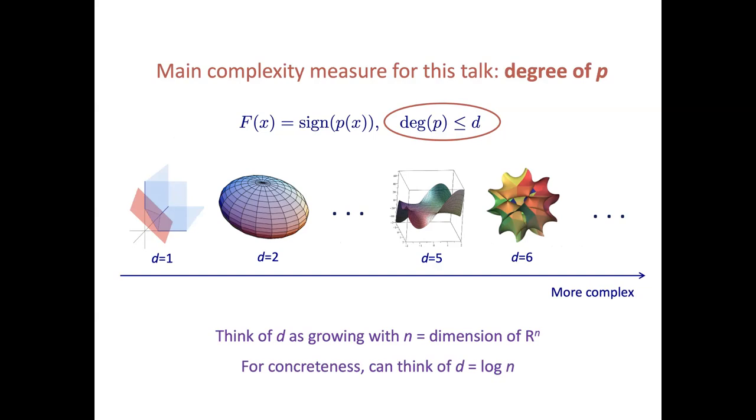In fact, in this talk, please do not think of d as a constant, but rather as growing with ambient dimension n. For concreteness, we can think of d, the degree of the polynomial, as being, say, logarithmic in n, where n is again the dimension of the ambient space.